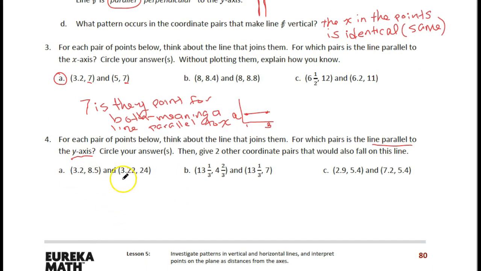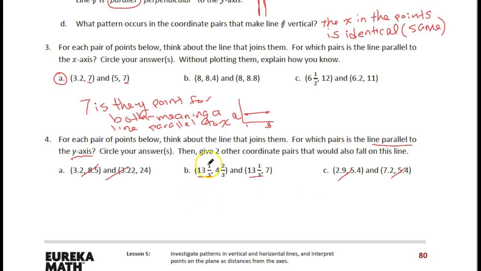3 and 2/10 or 3 and 22/100. Nope. Nope. This one, 13 and 1/3, 13 and 1/3. These match. Therefore, this line's going to be vertical. This one, here's our match, but it's in the y. So that's not going to work. That's going to end up parallel to x.